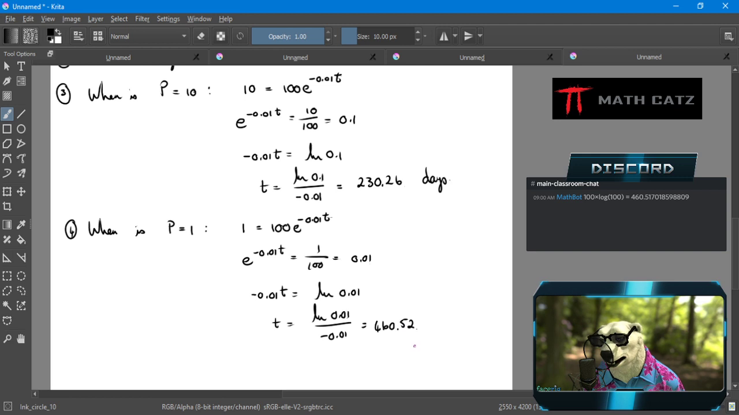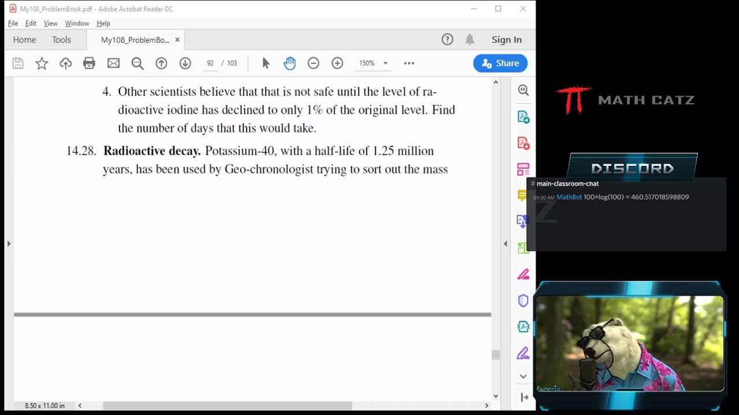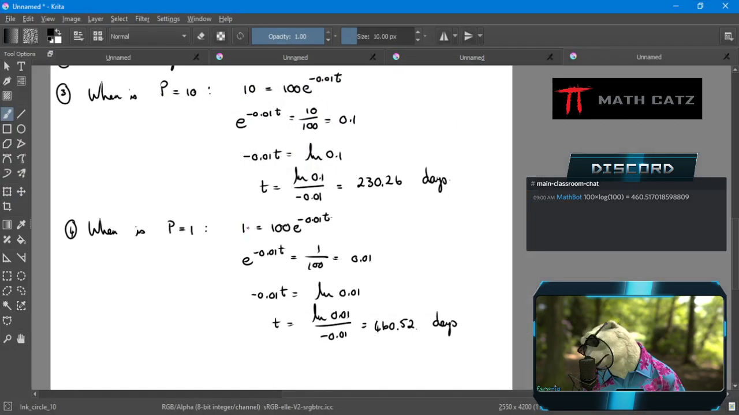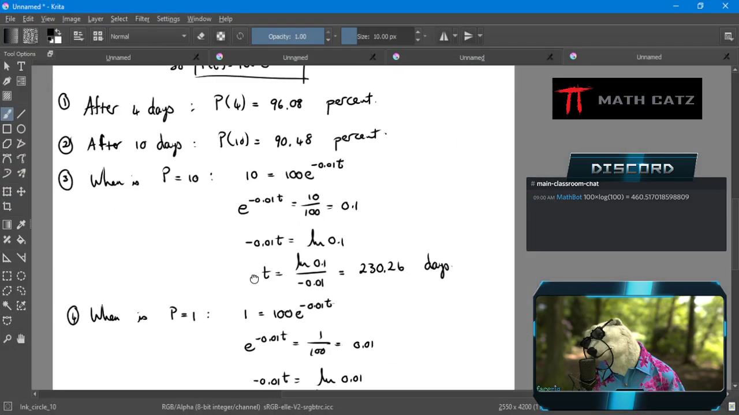460.52, let's say. So it'll take 460 days, so a year and a bit, a year and a third-ish, to get the hay and therefore the milk down to a safe level, depending on what they consider to be safe. So we see here the same kind of thing happens.